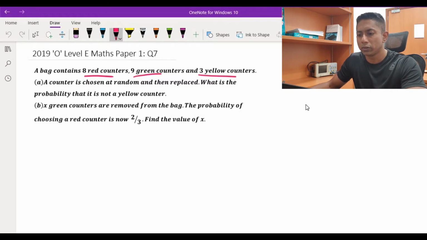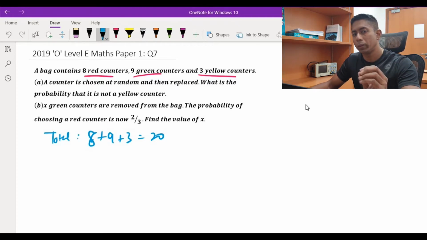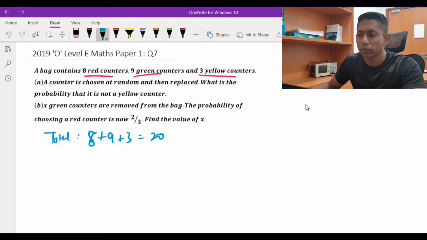Now, the important thing to note is we are picking one counter at random and we want to know the probability that it is not a yellow counter. The first thing we can do is to look at the total number of counters. So the total number of counters will be 8 plus 9 plus 3, and that will be 20.